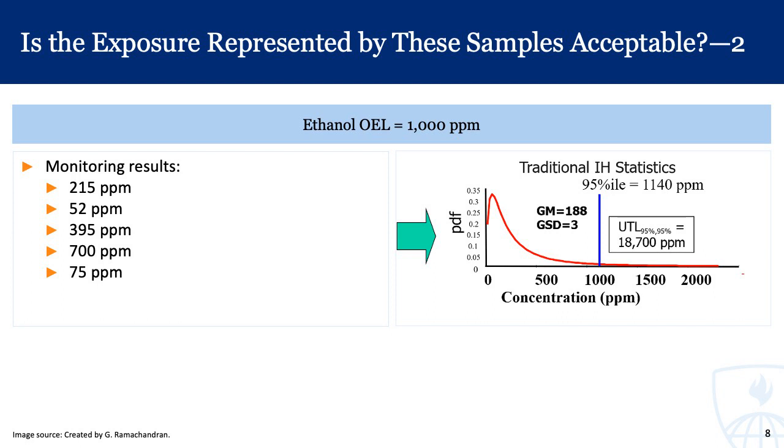So you can imagine another scenario where the 95th percentile point estimate is below 1,000 parts per million, but the upper tolerance limit is still in the thousands or tens of thousands of parts per million. And it would be very hard to communicate this to, let's say, your manager and say that we measured it 5 times and all 5 times the values were well below the exposure limit, but the 95th percentile upper tolerance limit is around 18,000. So it leads to a lack of easy communication using traditional statistics.